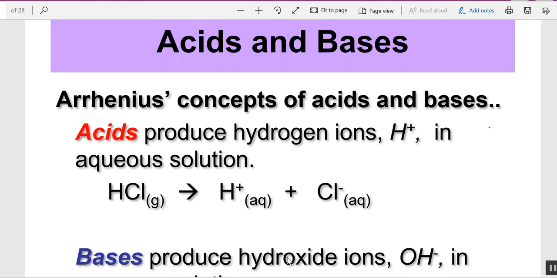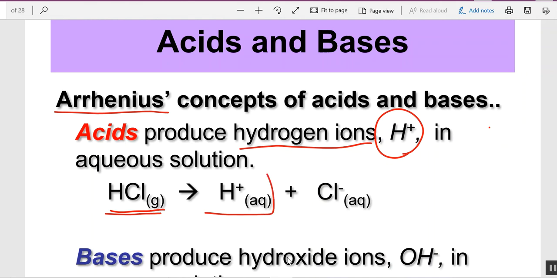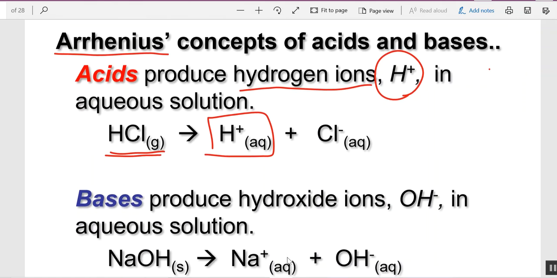And bases. Let's take a look at the concept first. The first concept that we'll look at is the Arrhenius concept. Arrhenius said that if a compound is an acid, it has to be able to produce hydrogen ion. Sometimes we call it proton. For example, HCl, which we know is hydrochloric acid, can produce H plus. So this is an Arrhenius acid.